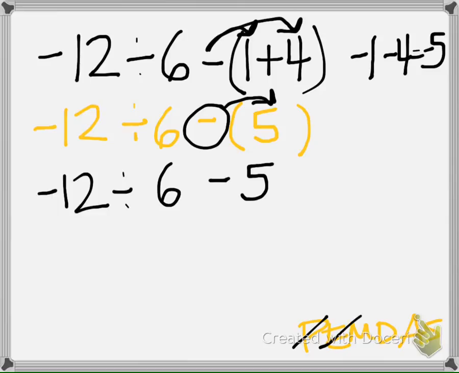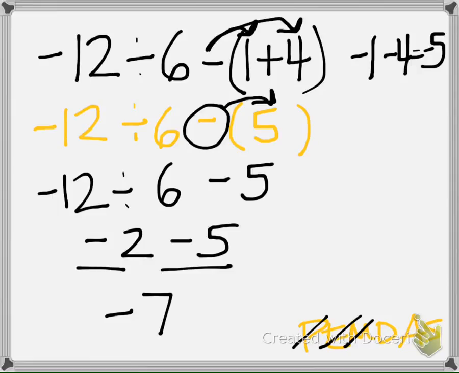Okay, I've done parentheses, exponents. Multiplication, I don't see any. Division, -12 divided by 6. If a bad thing happens to a good guy, it's a bad thing. Bring down my -5. 2 negative numbers here means that this is going to be -7 because you add negative numbers and you get -7.